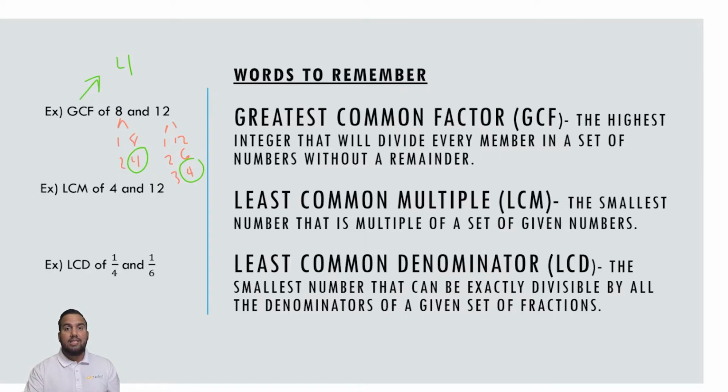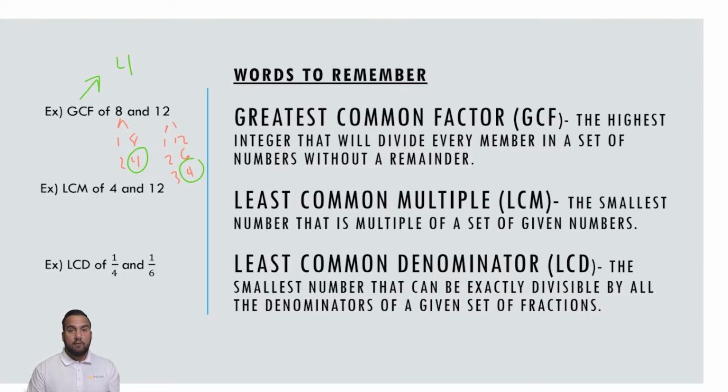But remember, least common multiple technically represents counting by a certain number. So for example, the multiples of 2: 0, 2, 4, 6, 8. Multiples of 5: 0, 5, 10, etc. Right? So we want the least common multiple, meaning that two numbers are going to have a certain number that they have in common. We're looking for the lowest one. So let's take a look at the example, 4 and 12.